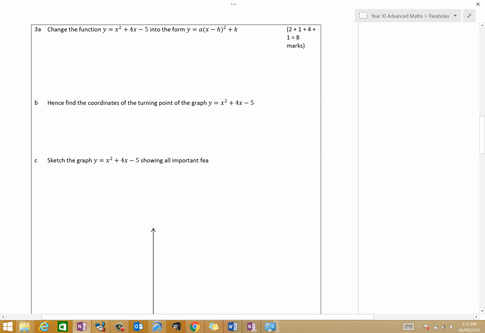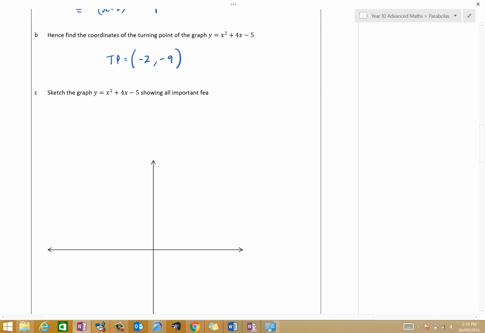Pressing it now. This one, we want to halve, square and subtract. So half of 4 is 2. I'm squaring and then I'm subtracting 2 squared. We're not quite done yet though because now 2 squared is 4. Minus 4 minus 5 is minus 9 you should have got. It says here, hence find the coordinates of the turning point. So the turning point is at what? Turning point is minus 2, minus 9, absolutely.